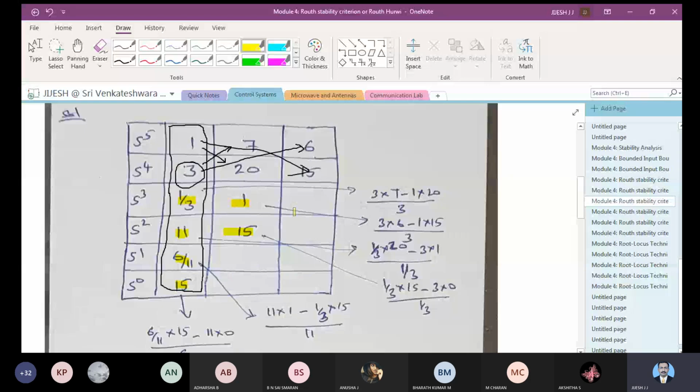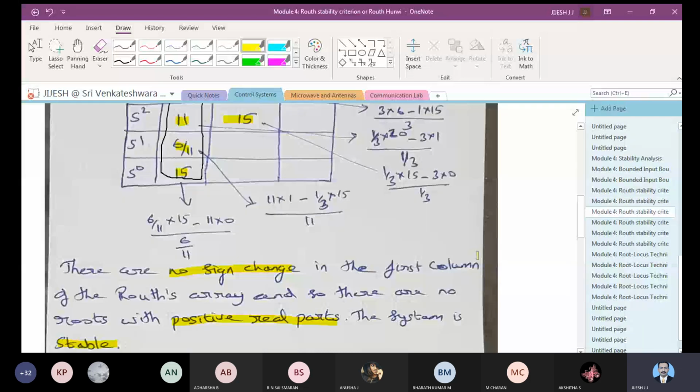So you can complete it. There is no sign change in the first column of the routh array, and so there are no roots with positive real parts. The system is stable. Is that clear for all of you? Yes, sir. Yes, sir.